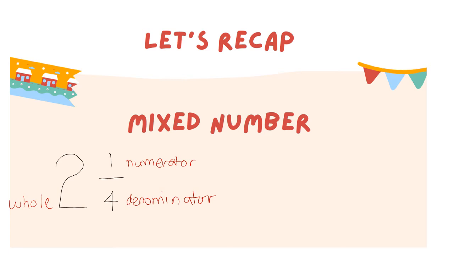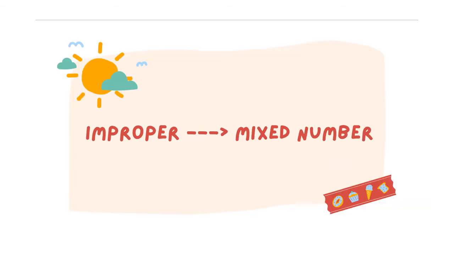Let's give you one more example. 1 whole, 1 out of 2. Sometimes I like to call this father, mother, and kid, if you can still remember from last year. So this is a mixed number. So today we are changing, or converting, or expressing improper fractions to mixed numbers. So for example, something that looks like 9 out of 2, we want to change it to a mixed number, something that looks like this, that has a whole, numerator and denominator.